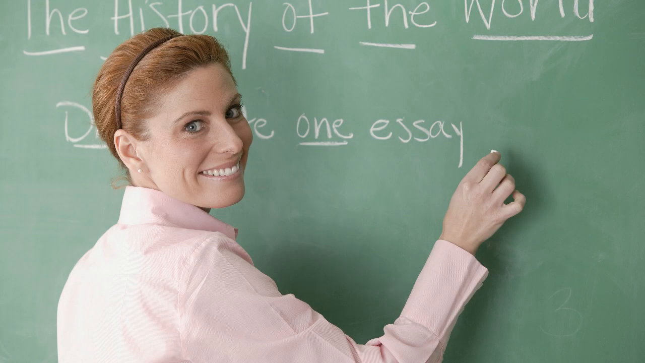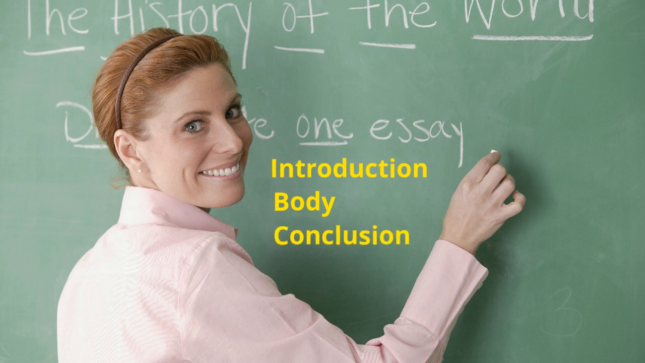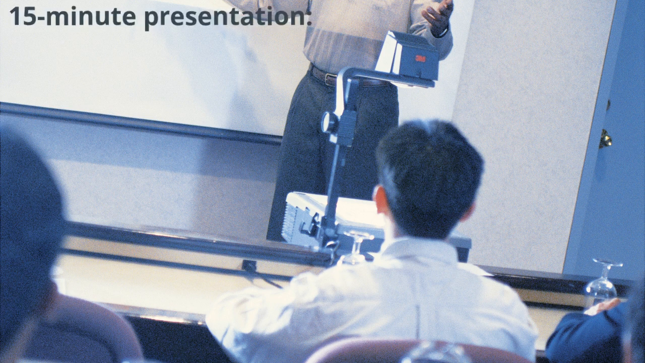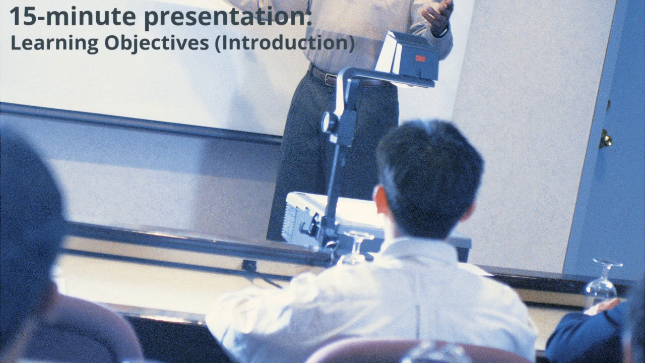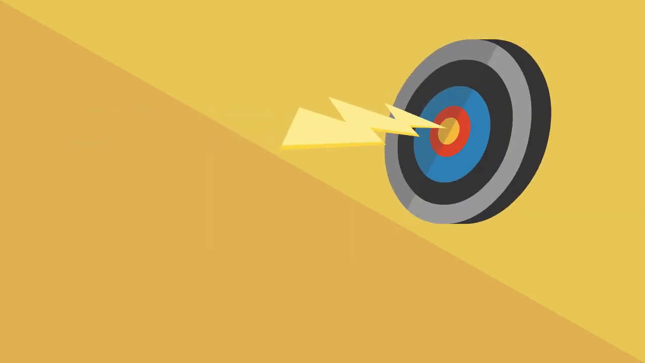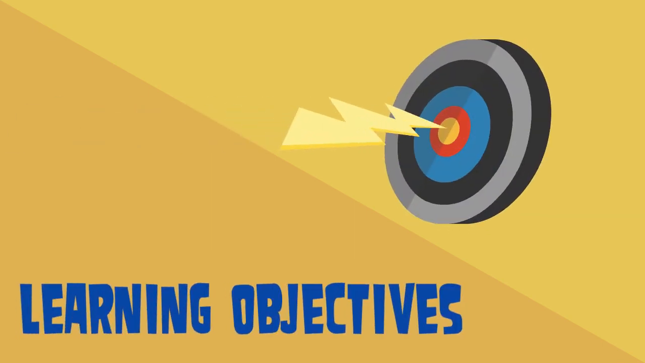Do you remember learning how to write an essay in middle or high school? Your teacher probably told you that there were 3 parts: the introduction, the body, and the conclusion. The evaluation form shows that your 15-minute presentation will be broken into those same 3 parts: purpose and learning objectives, the introduction; mastery of topic, the body; and summary, the conclusion. Let's discuss each of the 3 components individually, starting with learning objectives.